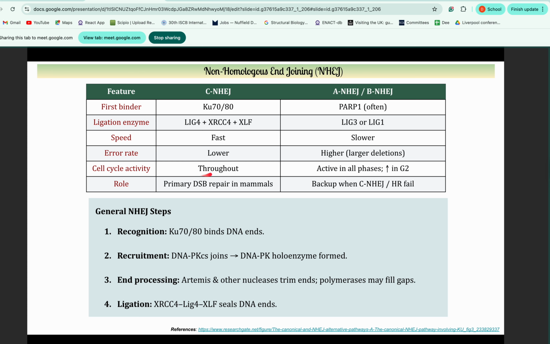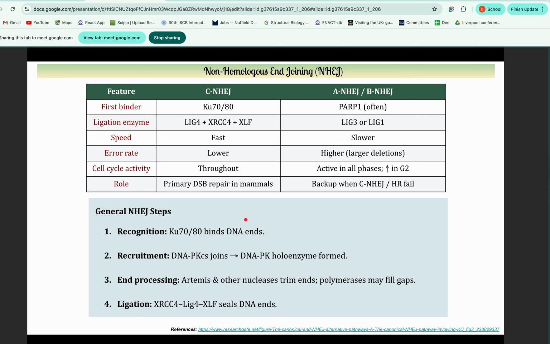If we talk about cell cycle activity, canonical NHEJ takes place throughout the cell cycle, whereas alternative NHEJ is active in all phases and is high in G2 phase. The role of canonical NHEJ is primary double strand break repair in mammals, whereas alternative is a backup when both the NHEJ and HR mechanisms fail.